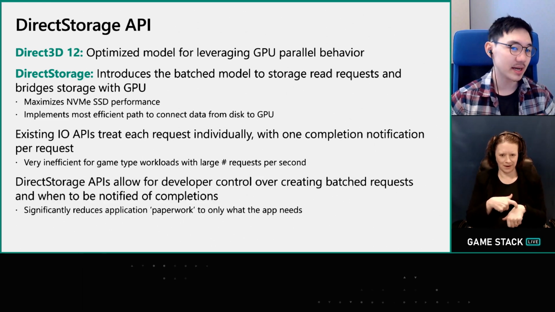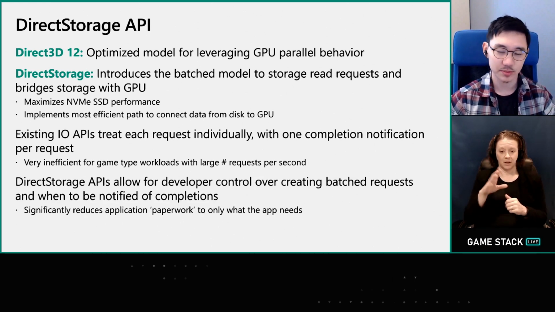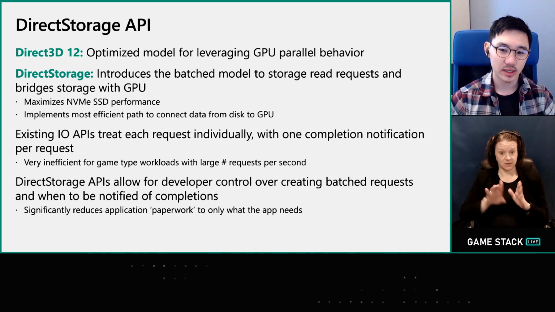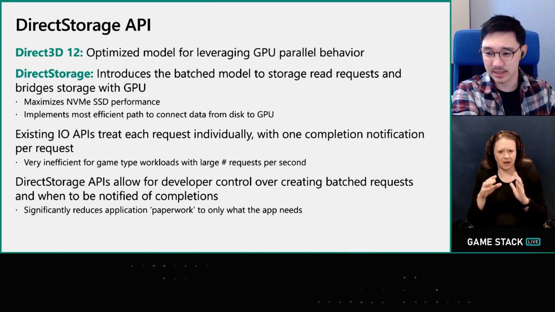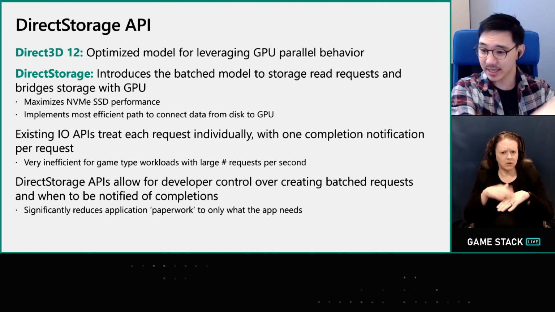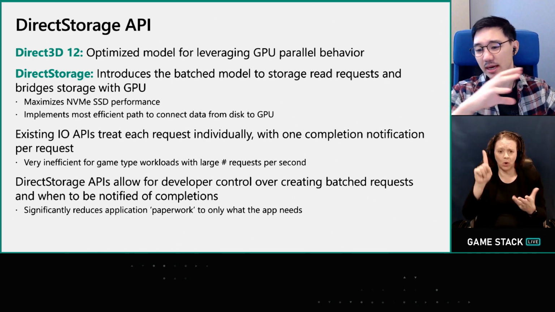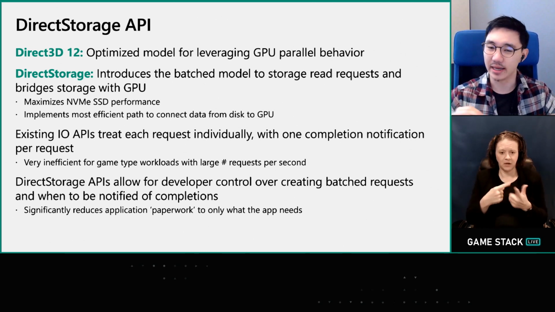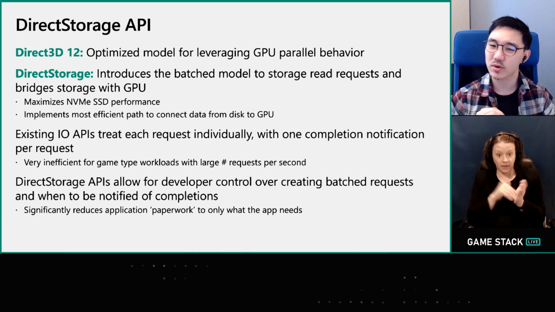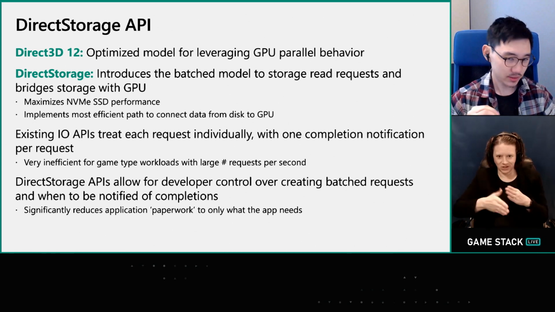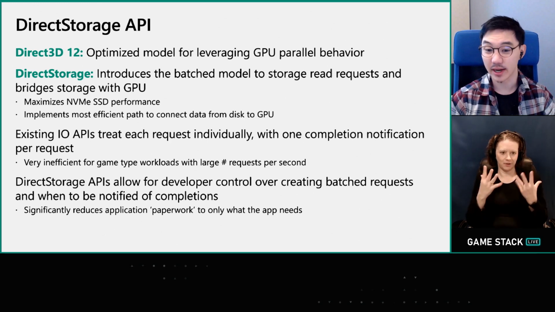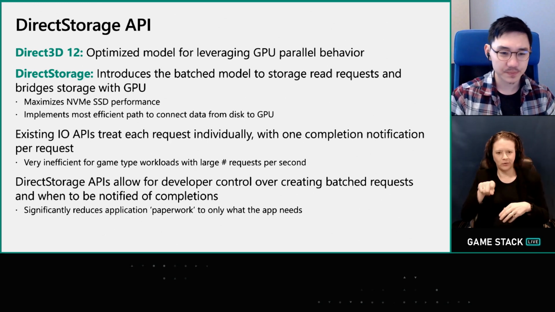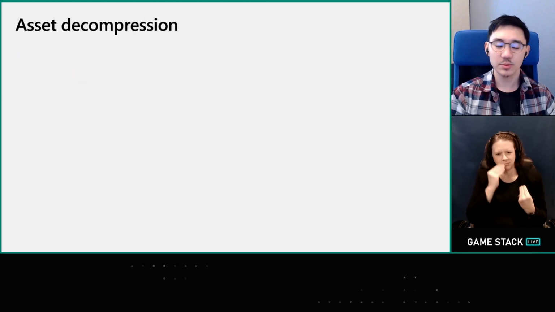So the DirectStorage API essentially allows you, the developer who's building the game, to create these batched requests and to identify when you want to be notified. If you have, say, 1,000 things that you need, you can say, I want these 1,000 things, and only when those 1,000 things are done do I want to be notified. It significantly reduces the application paperwork that you need to do to make sure that there's a lot less overhead overall.